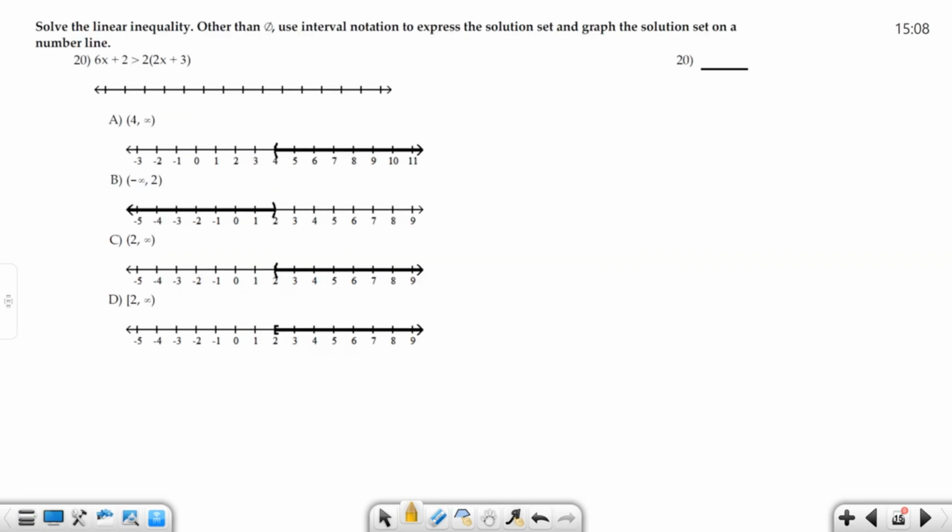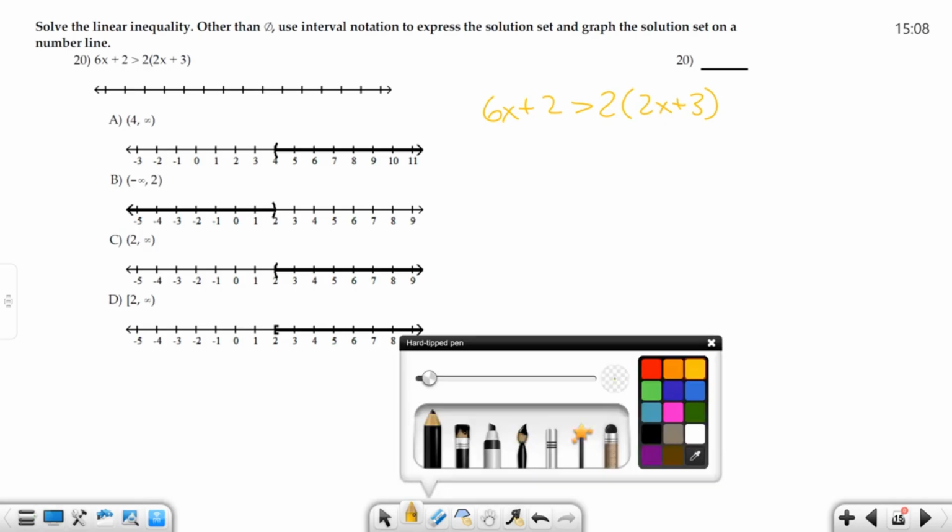Solve the linear inequality. So we have this inequality here, 6x plus 2 is greater than 2 times (2x plus 3). So we want to solve it, graph it on a number line, and then write interval notation. So let's go do that. First thing I need to do is simplify both sides before I start moving stuff around.